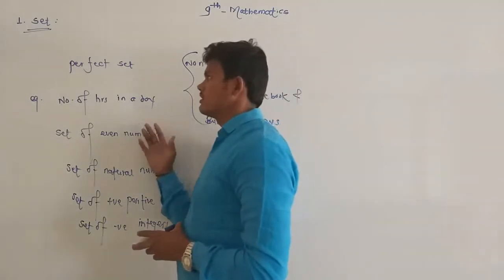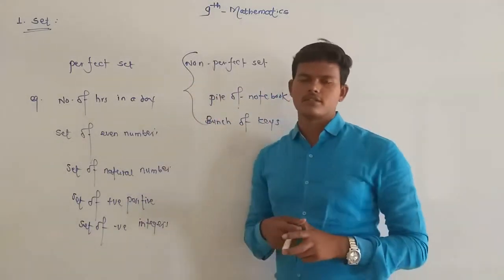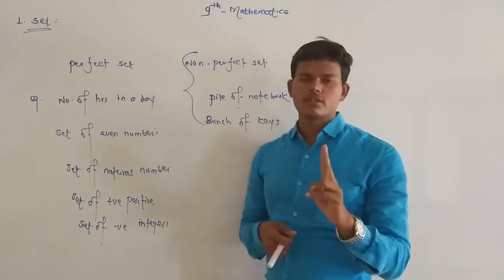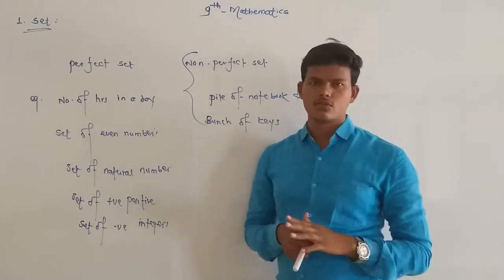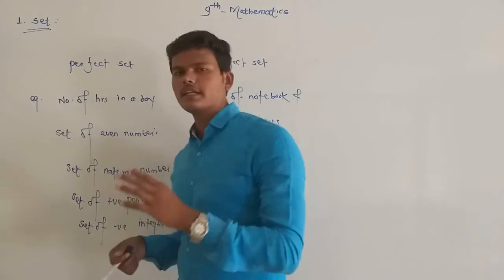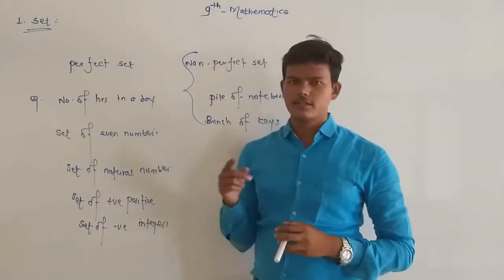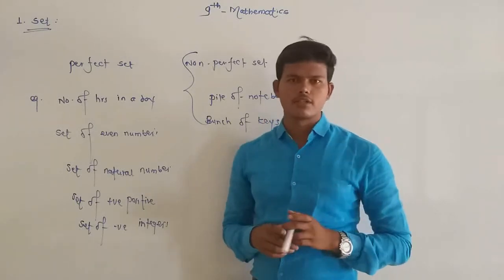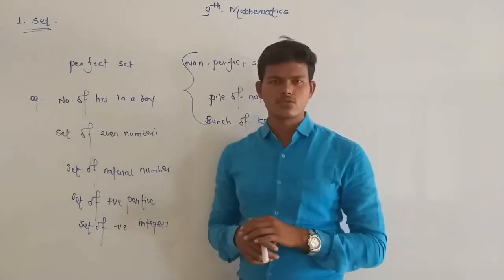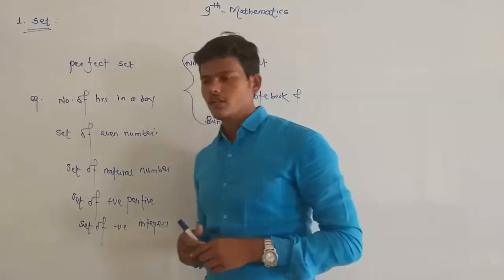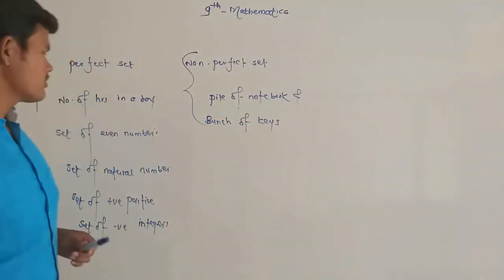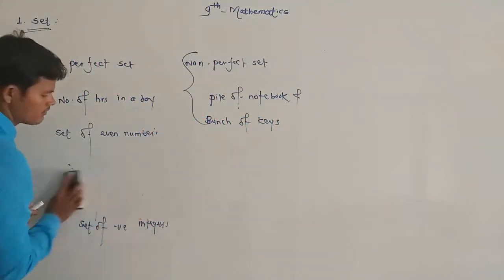Now, how to write a set? To write a set, we have to use two methods. So there are two methods of writing a set. The first one is the listing method, also called the roster method. And the second one is the rule method, also called the set builder form.